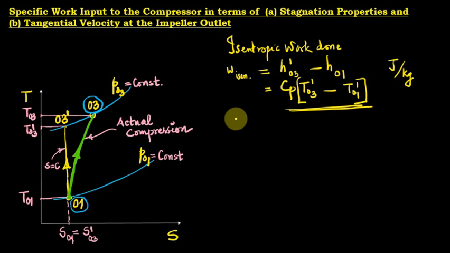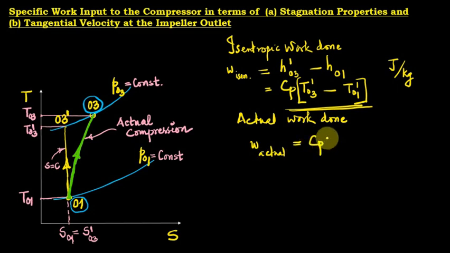Now find out the actual work done. We already derived an expression for the actual work done. I need to write that one, W actual; in fact, I had written Ws earlier to represent shaft work. So W actual is what? It is Cp into, in the actual case, 01 to 03. So Cp into T03 minus T01.